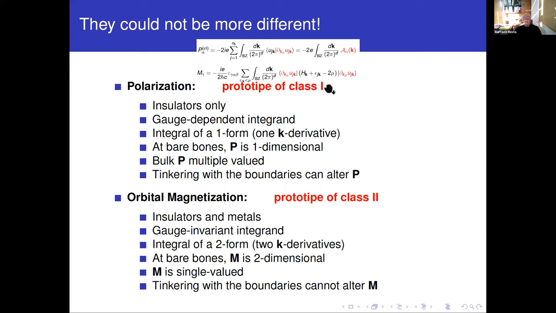Why? This is the prototype of class one observables. There is another one, which is a very close relative of this. And there are, to my knowledge, no other ones known. And instead, in class two, there are several, in particular, orbital magnetization and anomalous Hall conductivity, the ones which we will address later and also addressed by David.